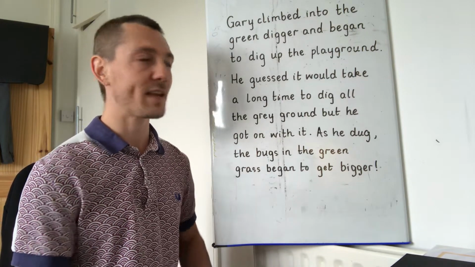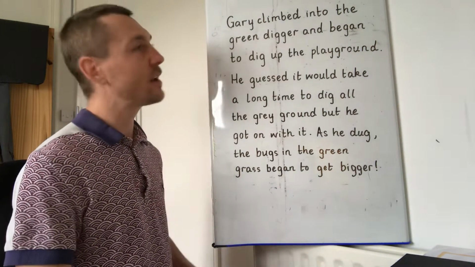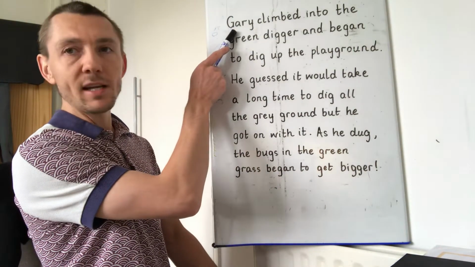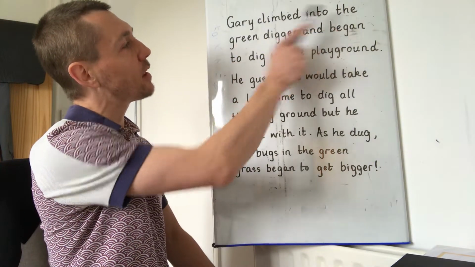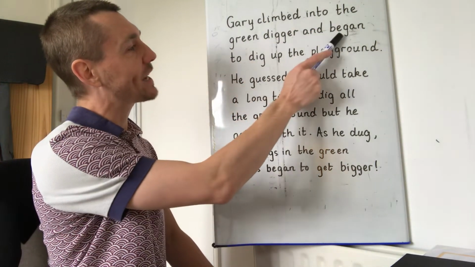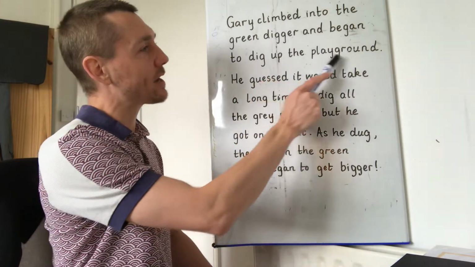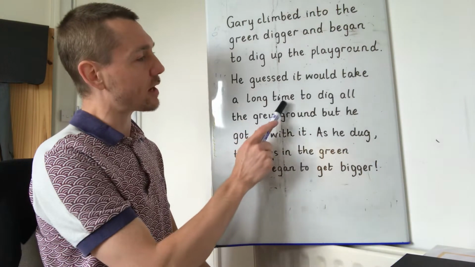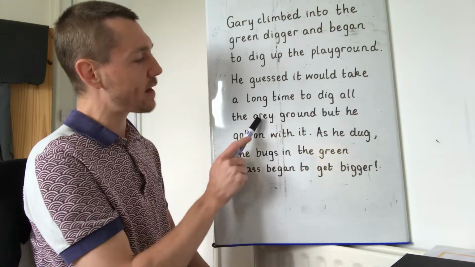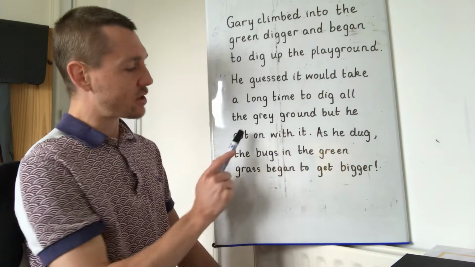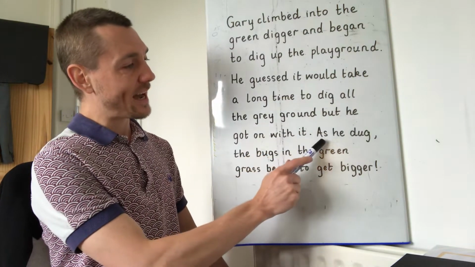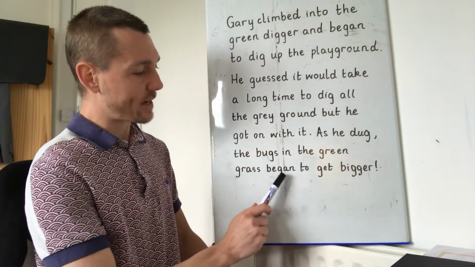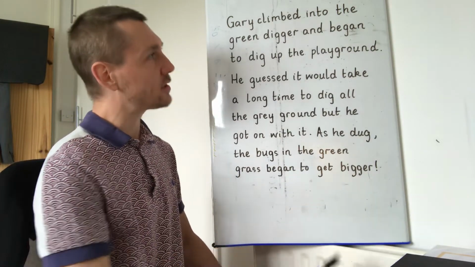Okay, so let's come back together and see what you found. Let's read it all together first, just to check. Okay, so we have: Gary climbed into the green digger and began to dig up the playground. He guessed it would take a long time to dig all the grey ground, but he got on with it. As he dug, the bugs in the green grass began to get bigger.